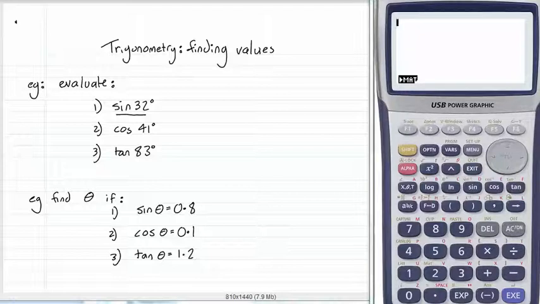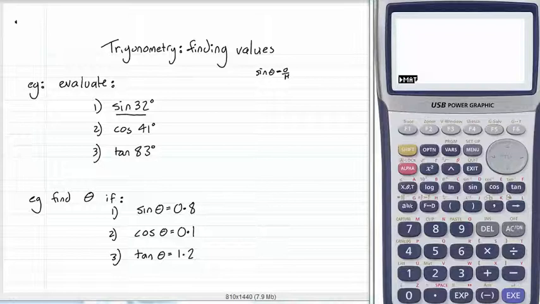Remember, sine of an angle is opposite over hypotenuse. So this question is asking, if I had a right-angled triangle with 32 degrees as one of the other angles, what would I get if I did opposite over hypotenuse in that triangle? That is, what is the sine ratio for 32 degrees?